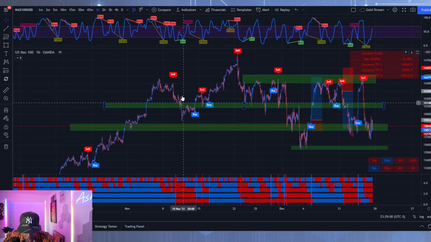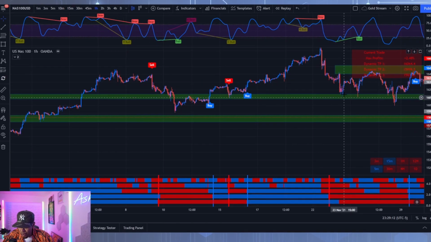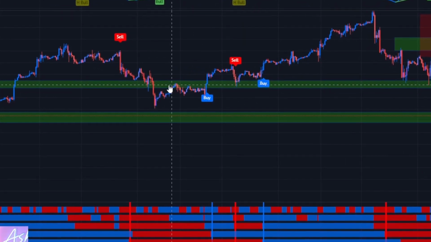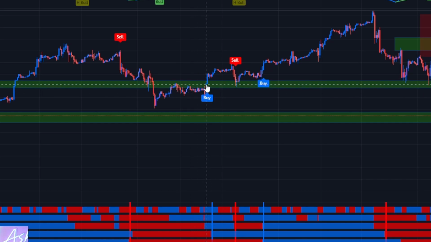Boom. So now we have an area of support, right? Let's go ahead and stretch this out. So boom, we pulled this one. We had an extra area of support, right?